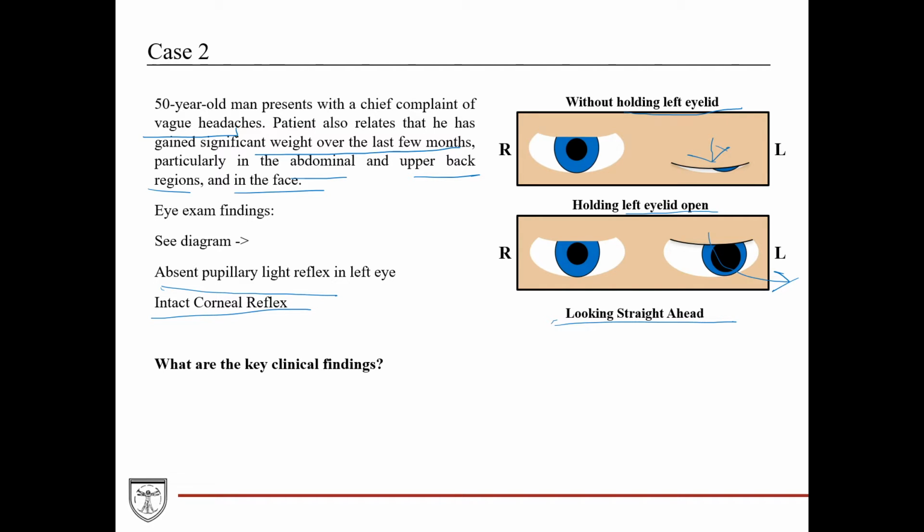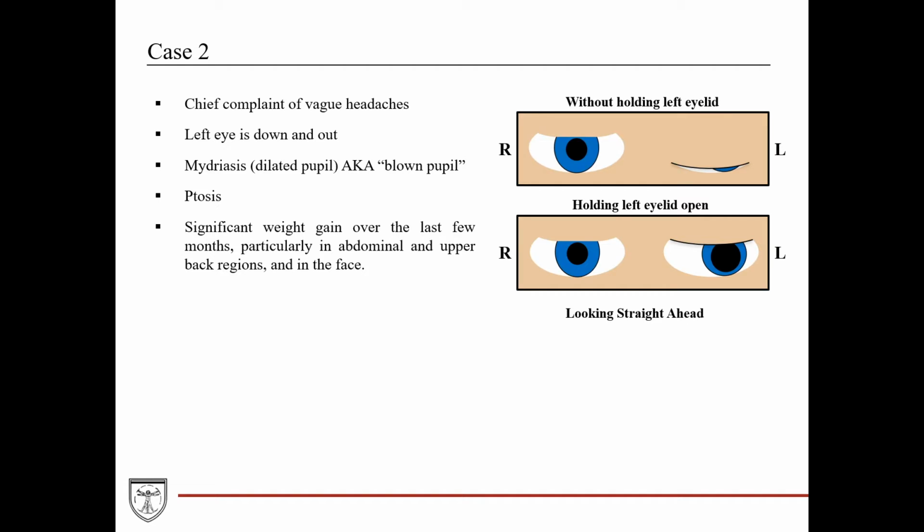So we want to think about what are the key clinical findings here. So I'll list them out here for you guys. So chief complaint of vague headaches, left eye is down and out. We've got mydriasis, dilated pupil, also known as a blown pupil. We've got ptosis, and then we've got this significant weight gain that's going on.